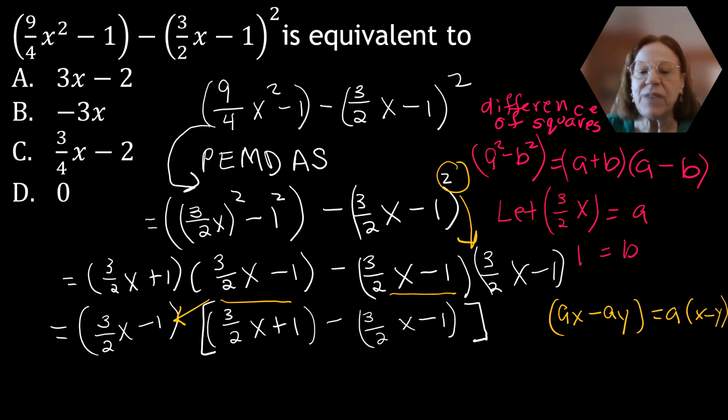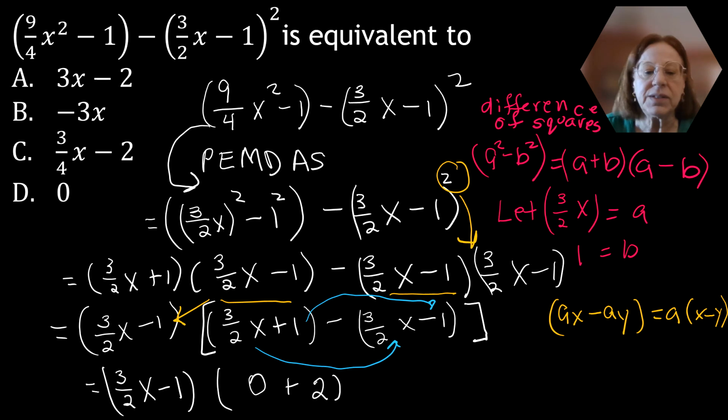And now I can factor out, if you have ax minus ay, that's the same as a. You can factor out an a times the quantity x minus y. So in this case, we're going to factor out a 3/2 x minus 1 from both terms. And we're left in the first term with 3/2 x plus 1, and the second term is minus 3/2 x minus 1.